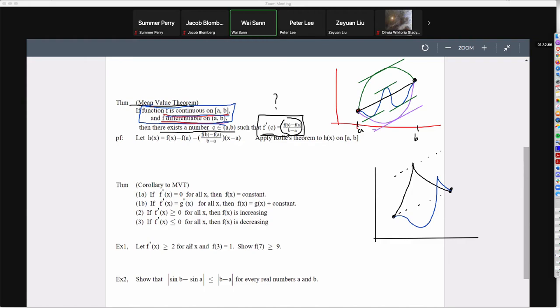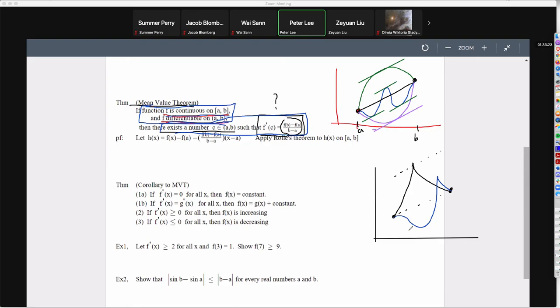No, it does not satisfy. Now for this blue curve, if the graph is what you see right here, is there a point C where the derivative is equal to the slope of the line connecting the two endpoints? Do we have such a point C? Is the conclusion true? Now in this case, because the hypothesis is not satisfied, there is no guarantee that the conclusion will be true.